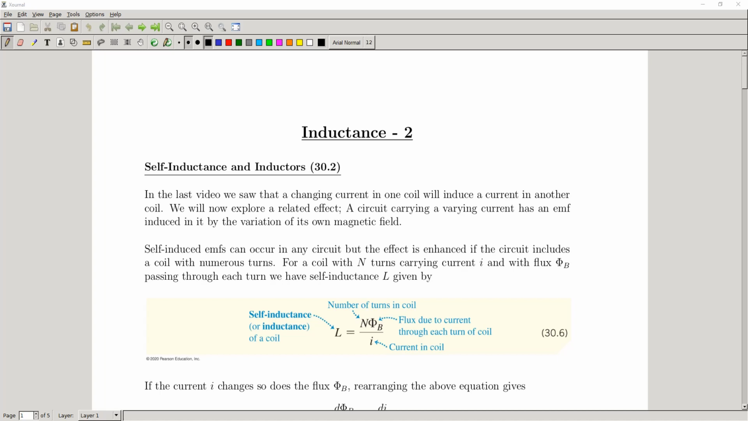Okay, this is going to be our second video in our inductance series. In this video I'm going to be talking about the content from section 30.2, so self-inductance and inductors. And so let's get right into it here.